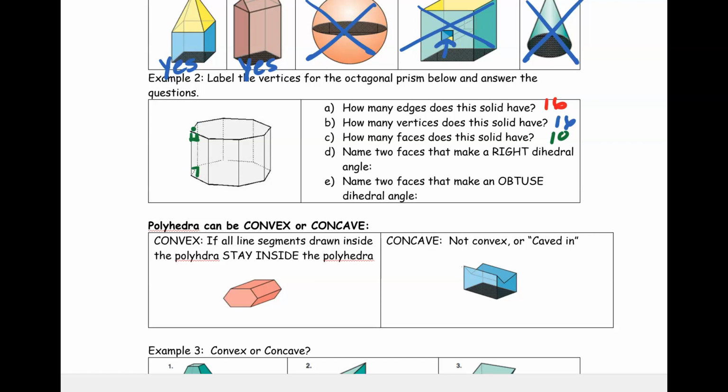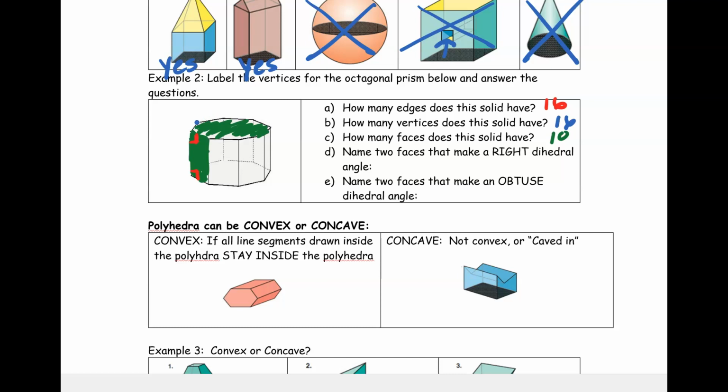So there's lots of different possibilities to answer D, but for one example, we could name the top face and then one of the sides. So this side is going to make a right angle with the top there. So this angle is a right angle, and it also makes a right angle with the bottom, but that's just one example. So how do we name this?